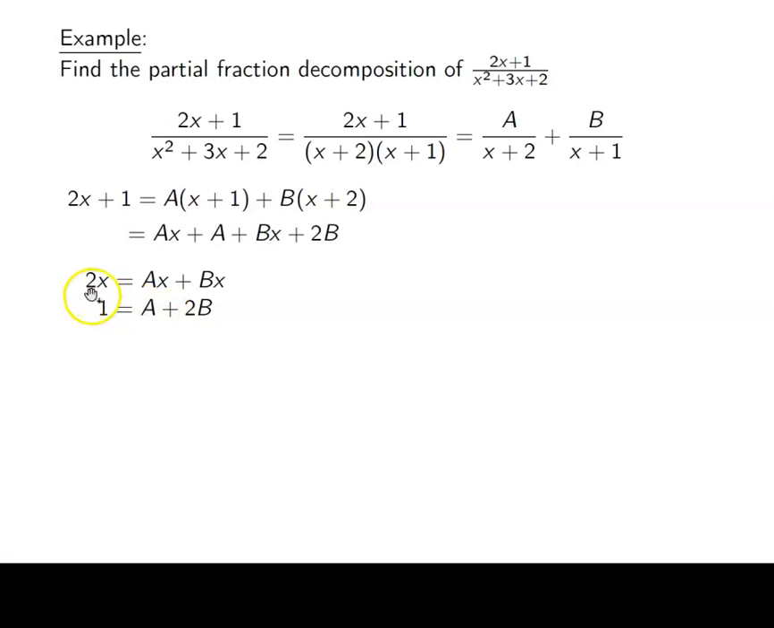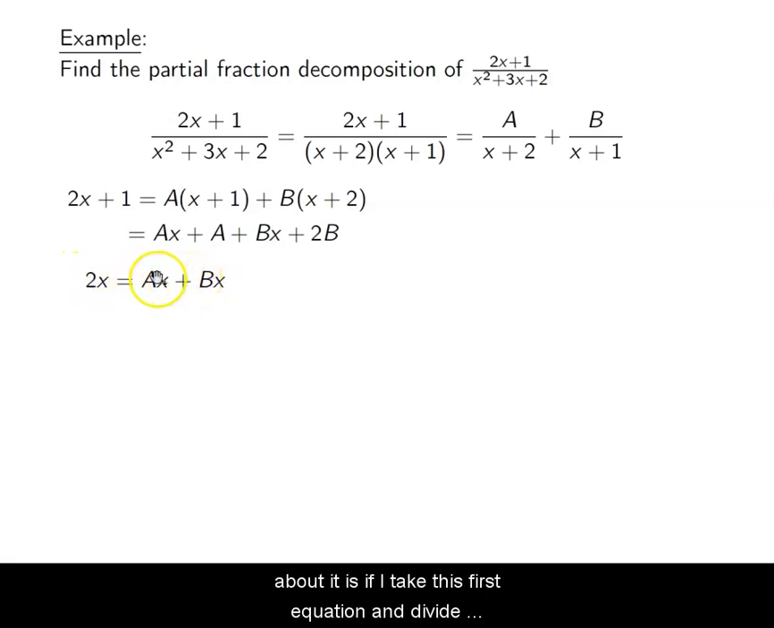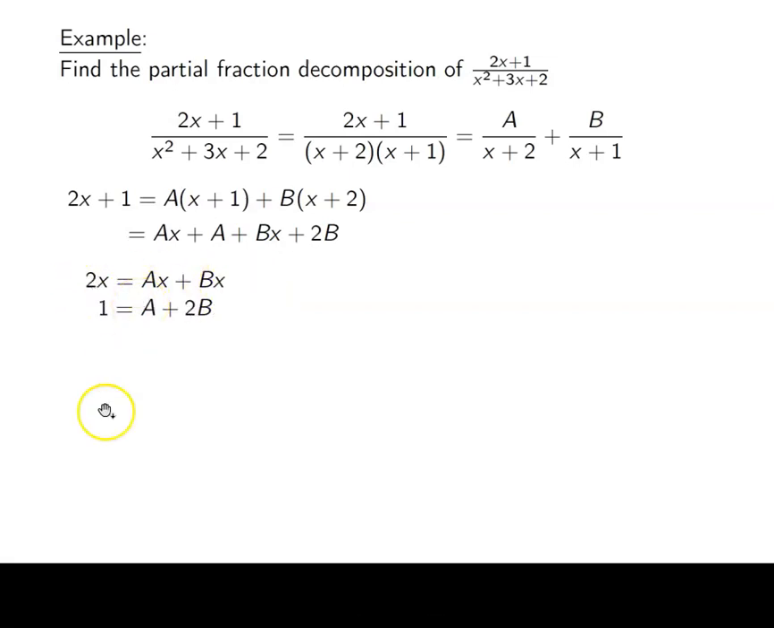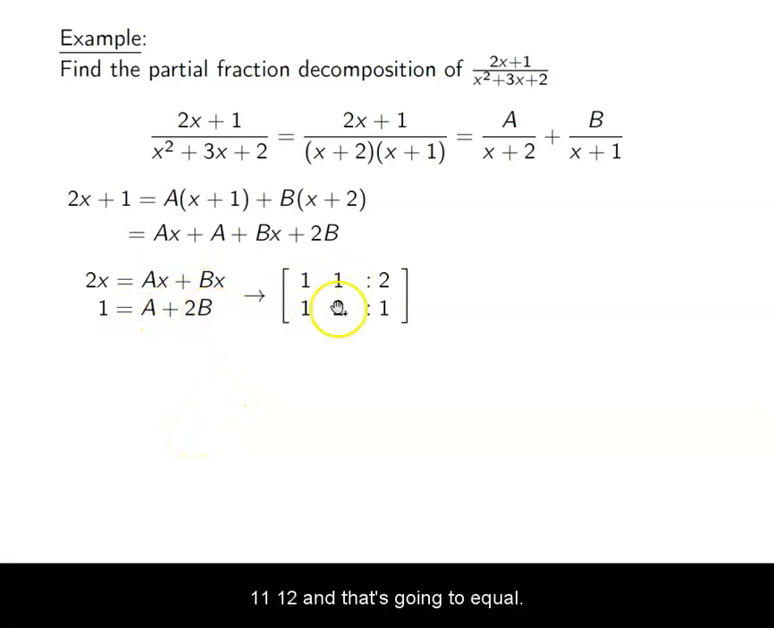Now, there's two ways to think of this. I'm really only interested in a and b here, so I can get rid of x. Another way to think about it is, if I take this first equation and divide everything by x, well, there's no more x's, and I just know that a plus b is 2. Okay, so I don't need the x's here. So this is going to give me a system of equations of 1, 1, 1, 2, and that's going to equal 2, 1.